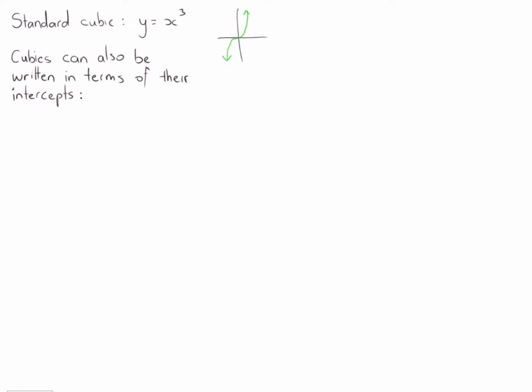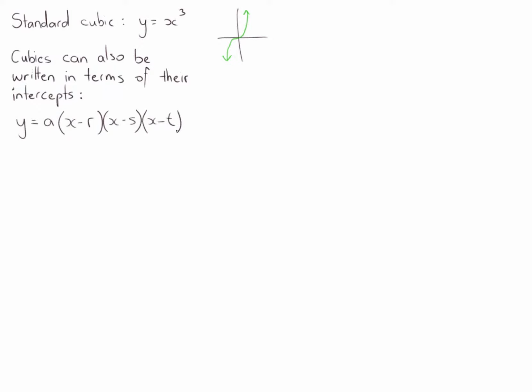A cubic that has x-intercepts of r, s and t would look like this. There could be some coefficient out the front. Remember, that just adjusts how steep the graph is. But if the intercepts are r, we would have an x minus r. S would give us an x minus s. And some other x-intercept t would give us an x minus t.